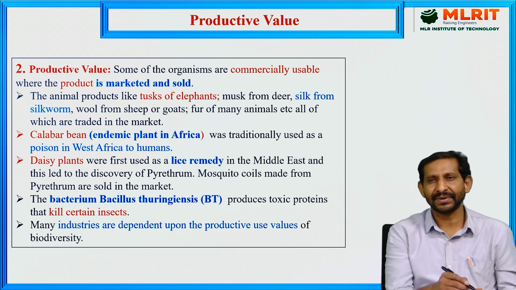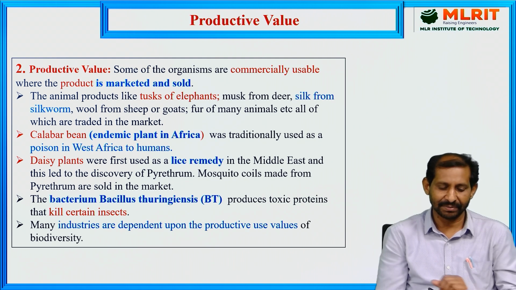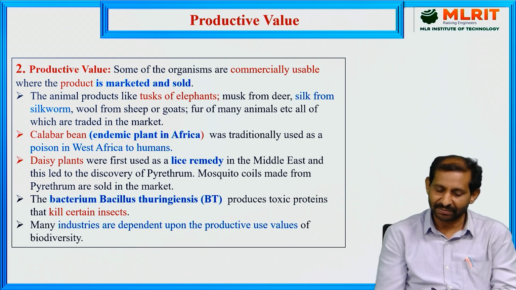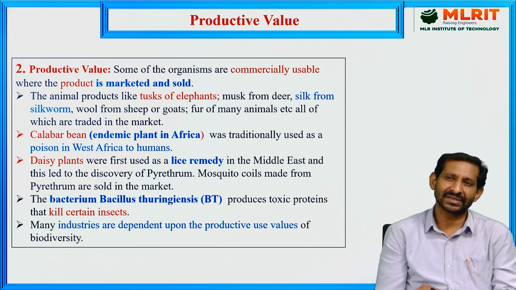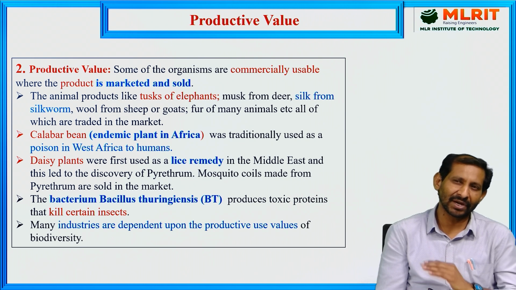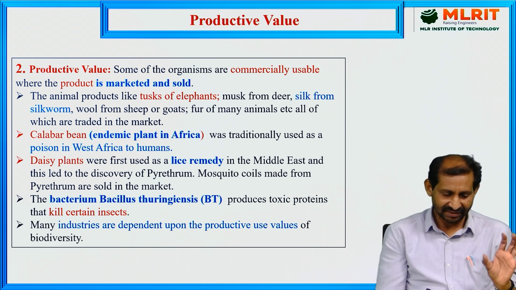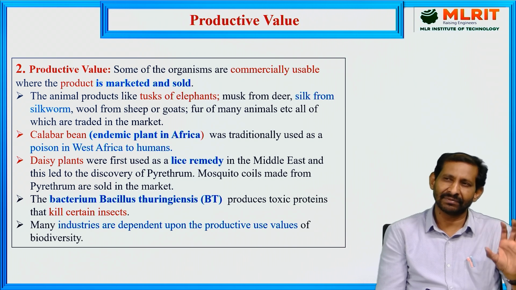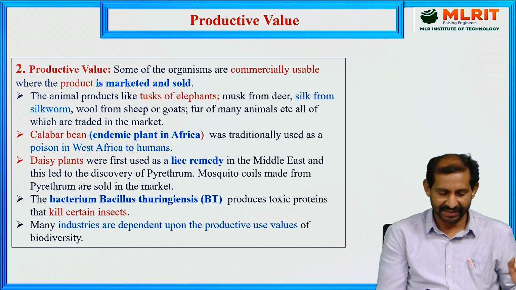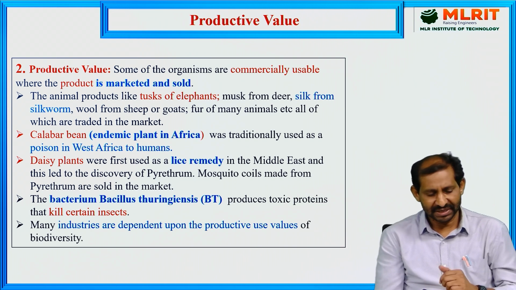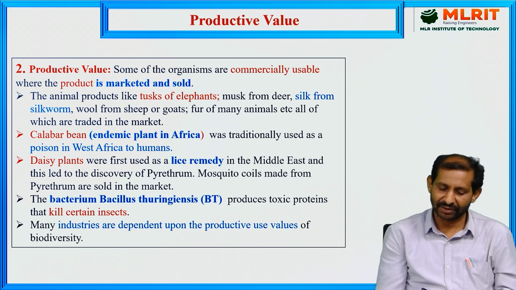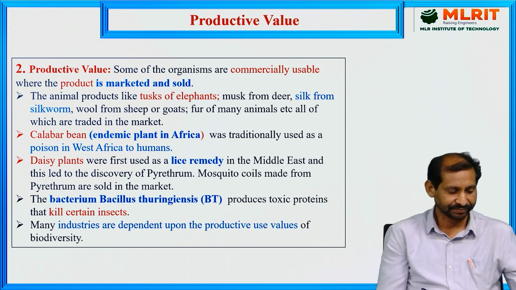In the previous slide we discussed the bacterium Bacillus thuringiensis. One of its toxic proteins is isolated from that bacteria and used for genetic modification of plants, with the purpose of killing insects and protecting the plant materials. So many industries depend upon the productive use values of biodiversity.